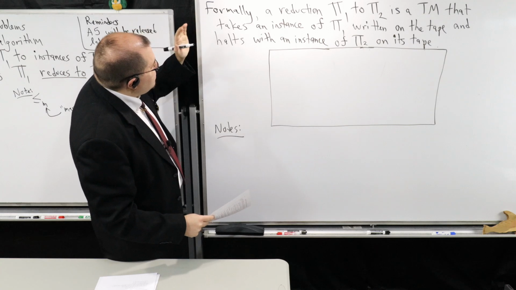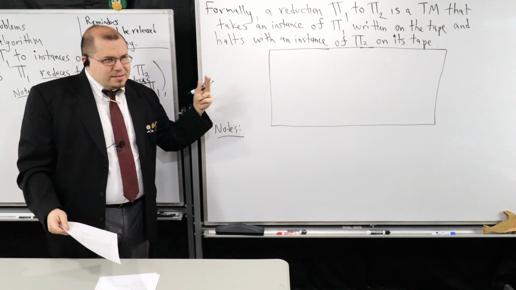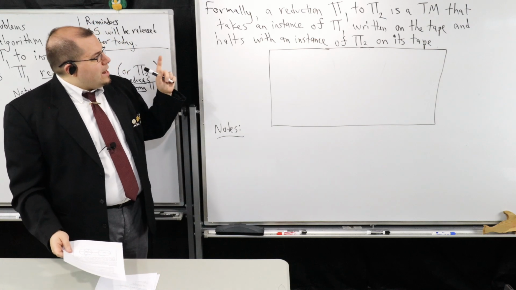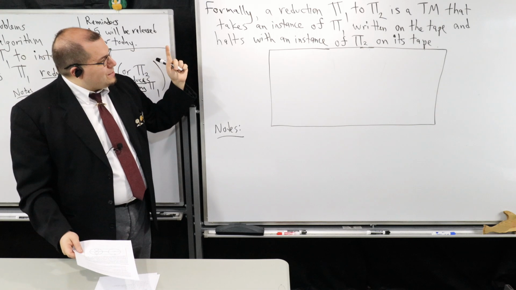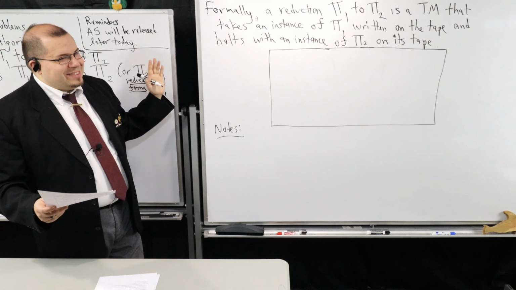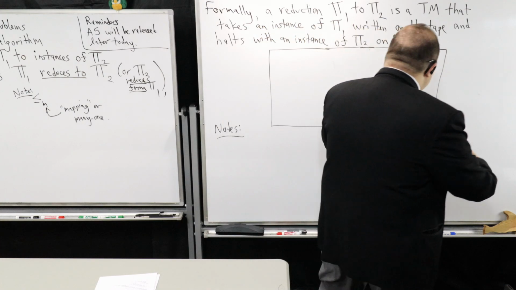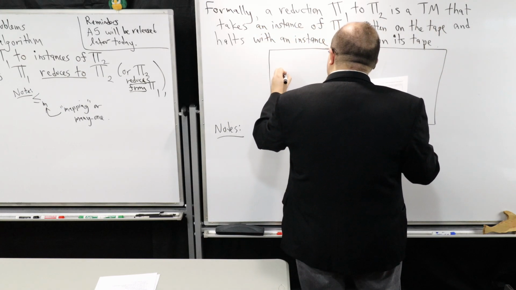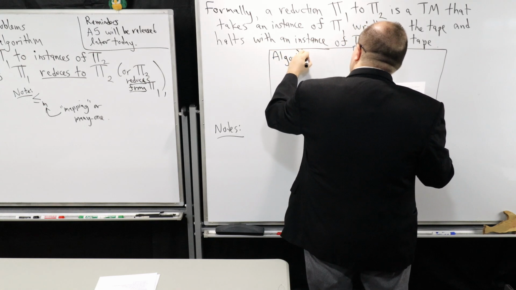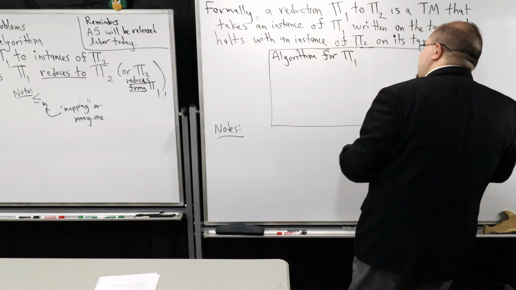So what is a reduction? A reduction is just going to be a Turing machine that takes an instance of pi 1 written on its tape, and it's going to halt with an instance of pi 2 on the tape. So you might ask, okay, what does that even mean? Here's a picture to help cement this idea for you. Suppose that this is an algorithm for pi 1. So this is problem pi 1.